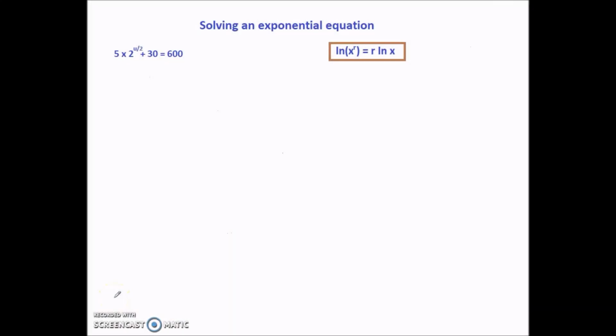The next example we're going to do is a little bit more tricky. It's 5 multiplied by 2 raised to the power of u divided by 2 plus 30 equals 600. So we're going to do the same sort of principles, and this is going to show you that these questions might get a little bit more advanced, but you can solve them in pretty much the same way. As before, we have a term, a term, a term, and a term. I would say you could divide the whole thing by 5, but you'd have to divide too many things by 5. So let's just get rid of this plus 30 at the moment.